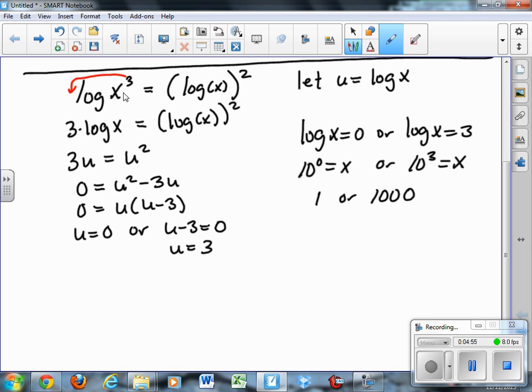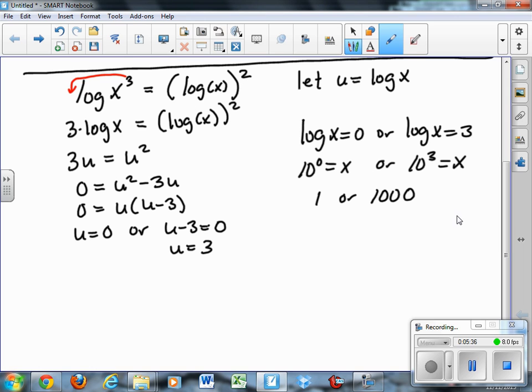this is basically saying log of 1 equals log of 1 squared. Well, log of 1 is 0, and 0 equals 0 squared, so that's fine. Log of 1,000 cubed. Well, 1,000 cubed, 1,000 times 1,000 times 1,000, would be 10 to the ninth, basically. So log of that would just be 9. Log of 1,000 would be 3. 3 squared is 9. So those both check.